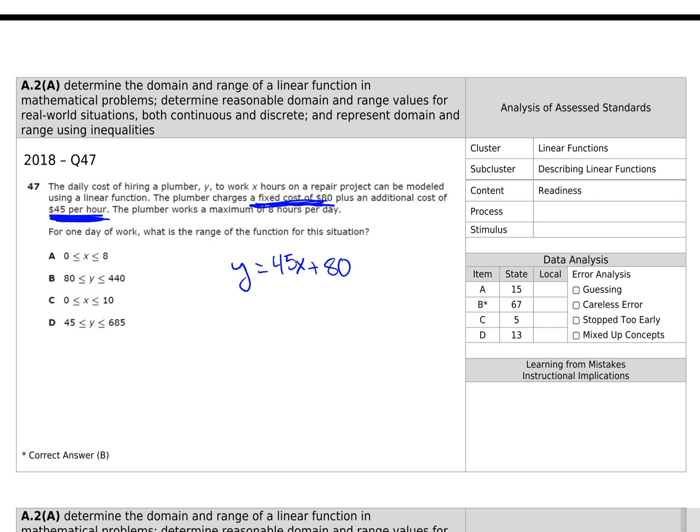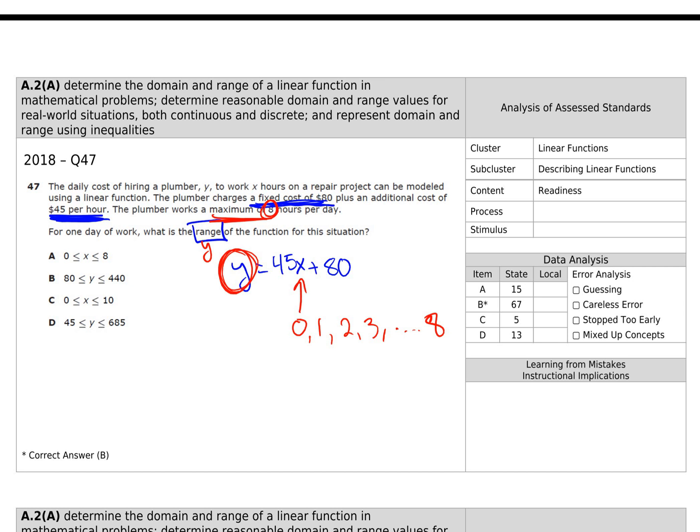And so it's saying, what is the range? So we're thinking that range is y. So we're asking for these values. What would be the reasonable outputs of this problem? Well, what are the hours that we could work? Could we work 0 hours? Sure. Could we work 1 hour? Sure. 2 hours? Sure. 3 hours? So if it was asking, it says a maximum of 8. This could continue all the way up to 8. If it was asking for domain, we would have the answer already.